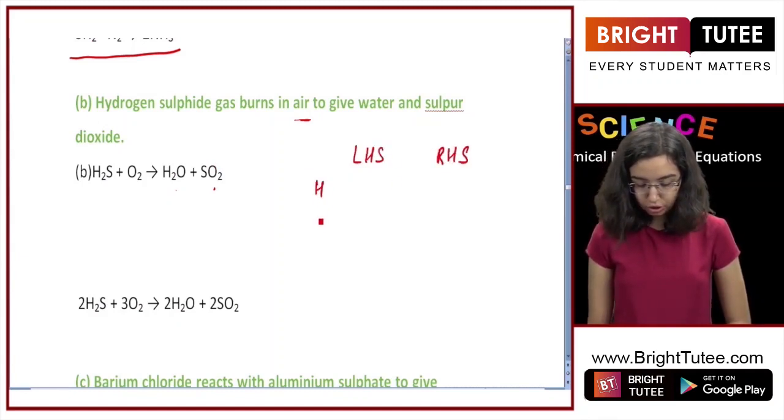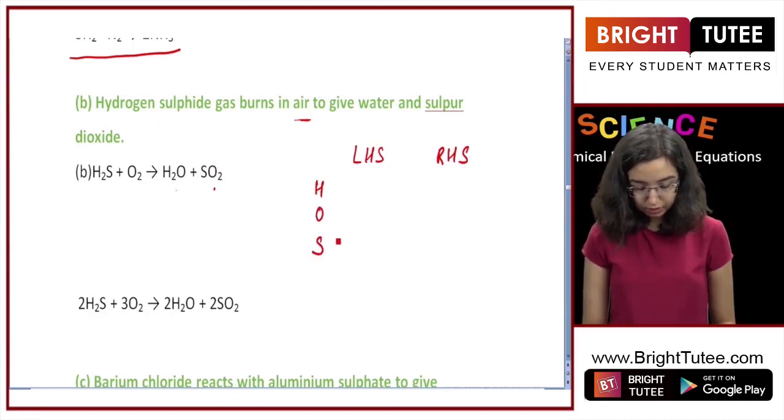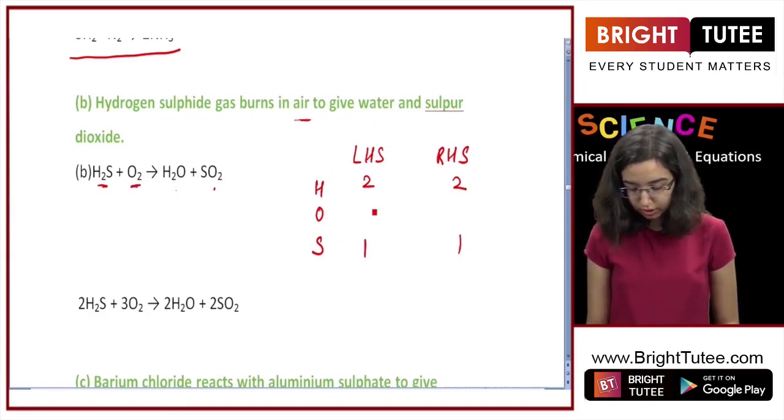We have hydrogen, we have oxygen, and we have sulfur. We have 2 hydrogen here and 2 here. We have 1 sulfur here and 1 sulfur here. We have 2 oxygen here and 3 here.